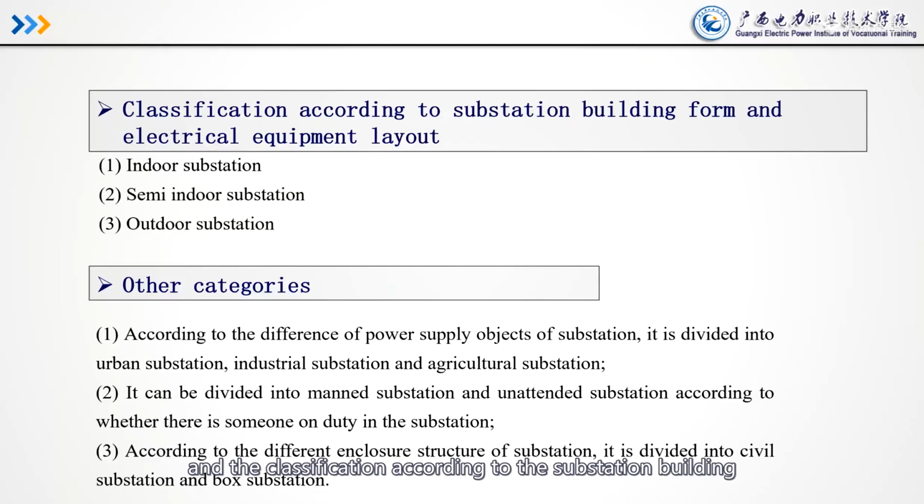According to the substation building form and electrical equipment layout, we can divide it into 3 parts: indoor substation, semi-indoor substation, and outdoor substation. We can also have some other categories. According to the differences of power supply object, substations are divided into urban substation, industrial substation, and agricultural substation. It can be divided into manned substation and unattended substation according to whether there is someone on duty in the substation. According to different enclosure structure, it is divided into civil substation and box substation.